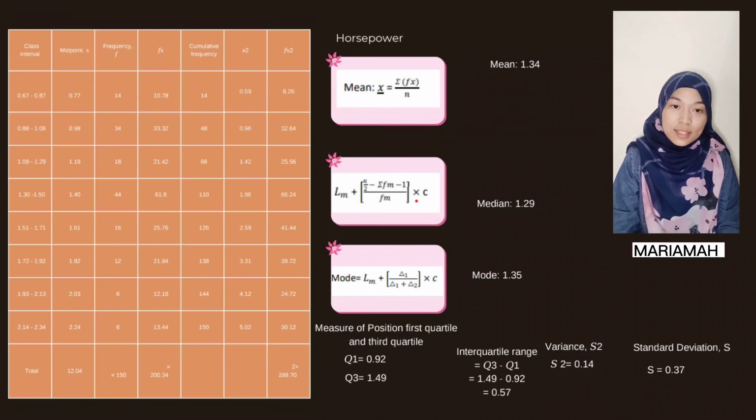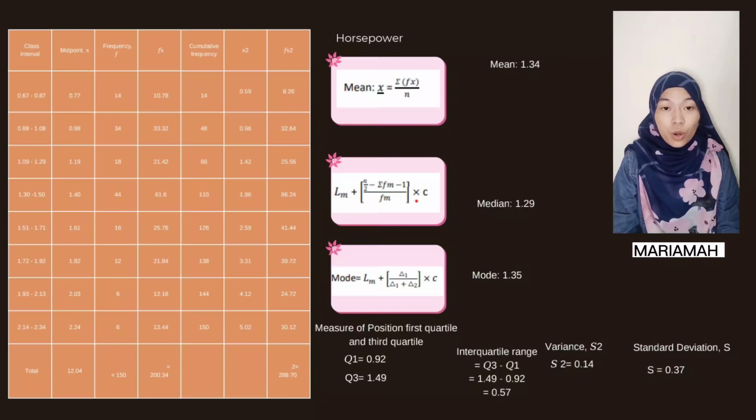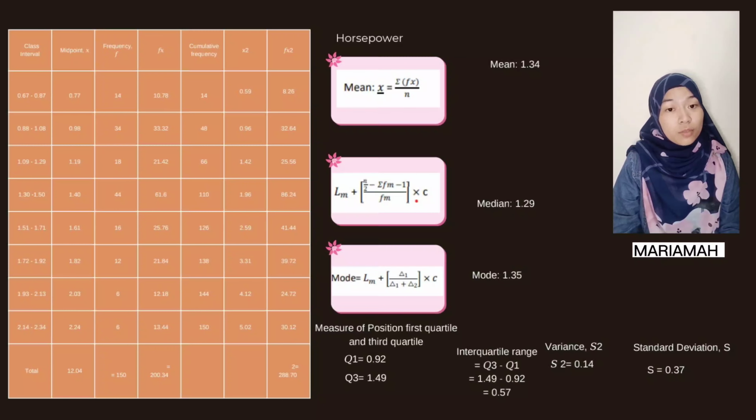Next, I'm going to explain the horsepower measures, where the mean is 1.34, the median is 1.29, and the mode of the horsepower is 1.35. The first quartile of horsepower is 0.92 and the third quartile is 1.49, while the interquartile range is 0.57. The last is the variance of horsepower, which is 0.14, and the standard deviation of horsepower is 0.37.